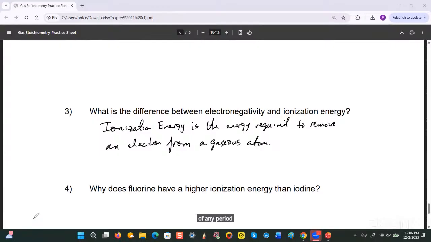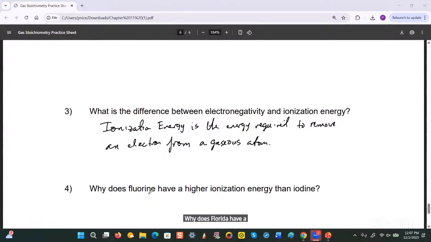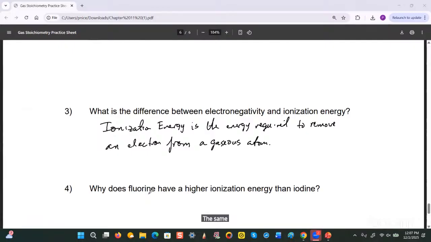So that's important to understand in order to answer question number 4, because question number 4 says, why does fluorine have a higher ionization energy than iodine? So all you have to do is consult the periodic table and look at the positions of fluorine and iodine, and you see that they both occupy the same group, but fluorine is higher compared to iodine. So what that tells you is that the distance between the valence electron and the nucleus in the fluorine atom is shorter compared to the same in iodine.